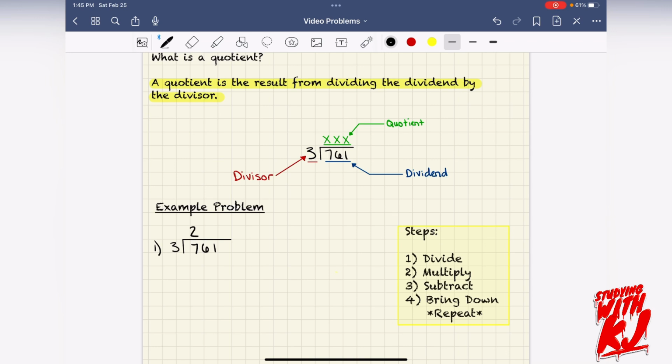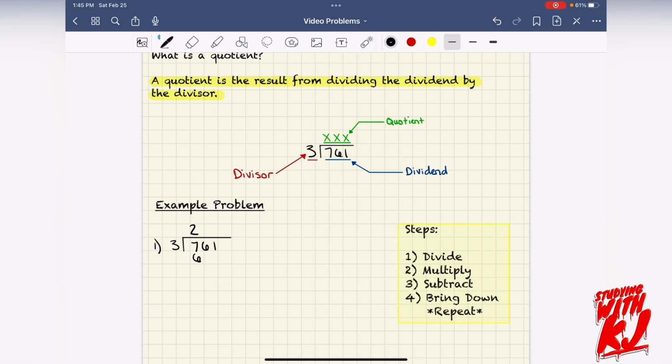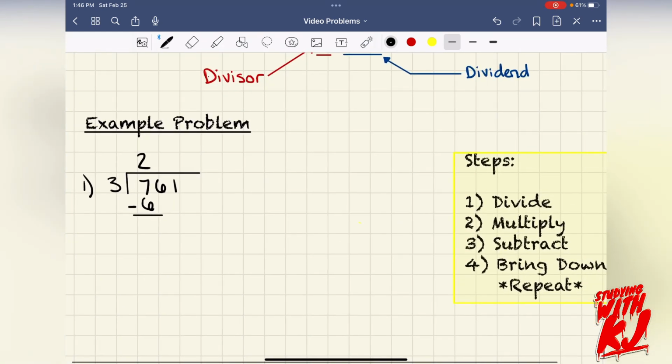So next, we'll do 3 times 2, which is 6. That's our step 2. So we put 6 below our 7. And then step 3 is to subtract. So 7 minus 6 is 1. So that is our third step. And our fourth step is to bring down the next number, the number next to 7. So we bring down a 6. And when we bring down a 6 next to the 1, we get 16.